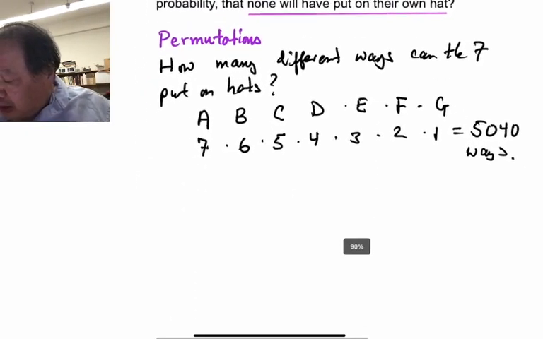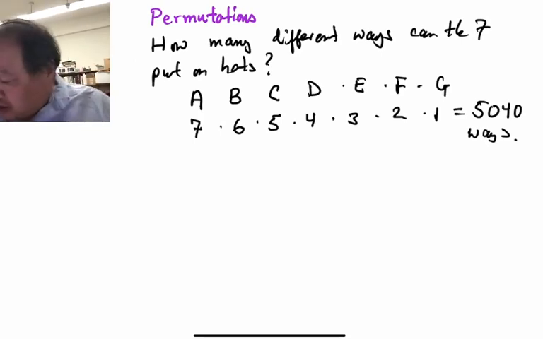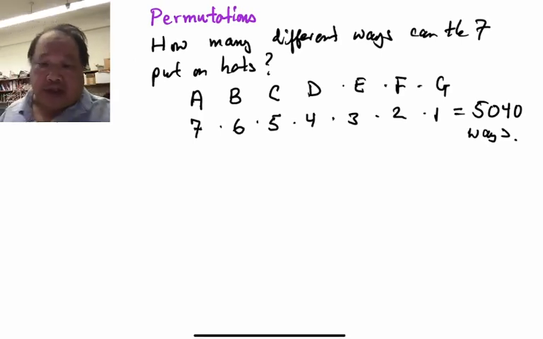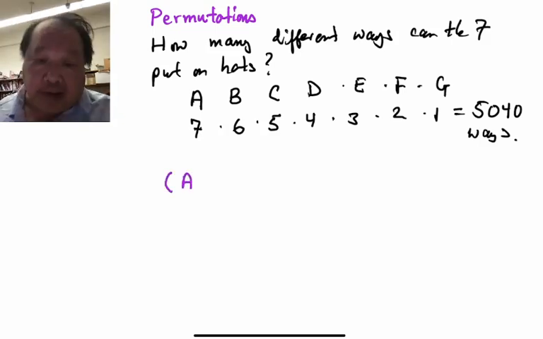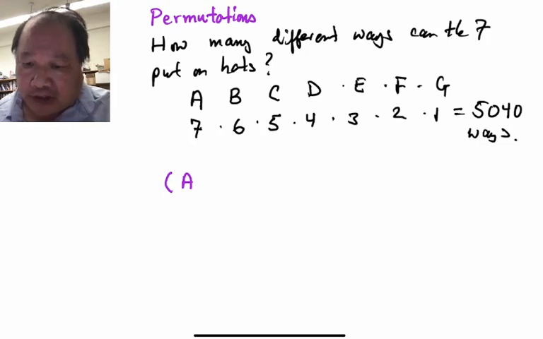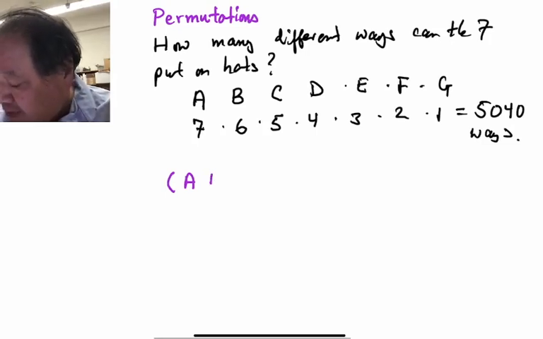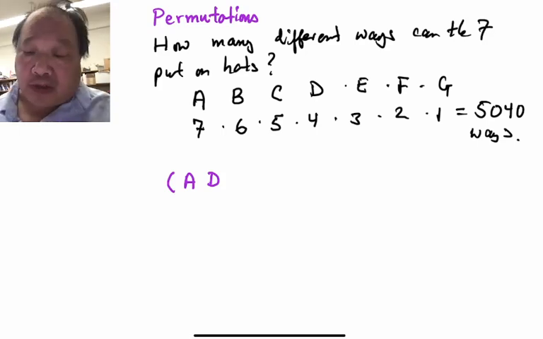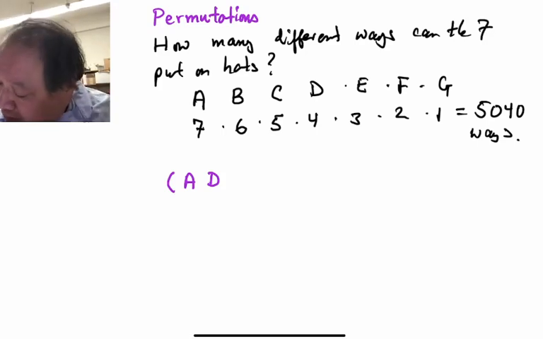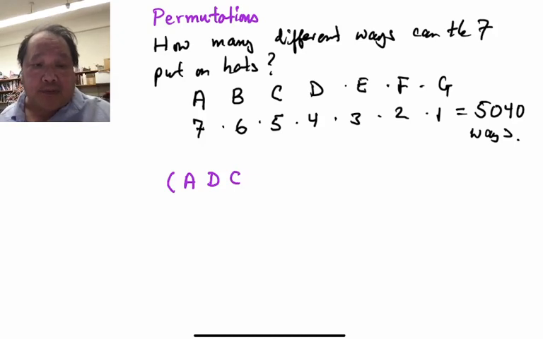And what I'm going to do is give you a good notation. So let's just consider an example. Here's A, and A doesn't put on his own hat. He puts on, just as an example, D's hat. Remember that no one's putting on their own hat. D is not going to put on his own hat. He ends up putting on C's hat. This is just a random example.